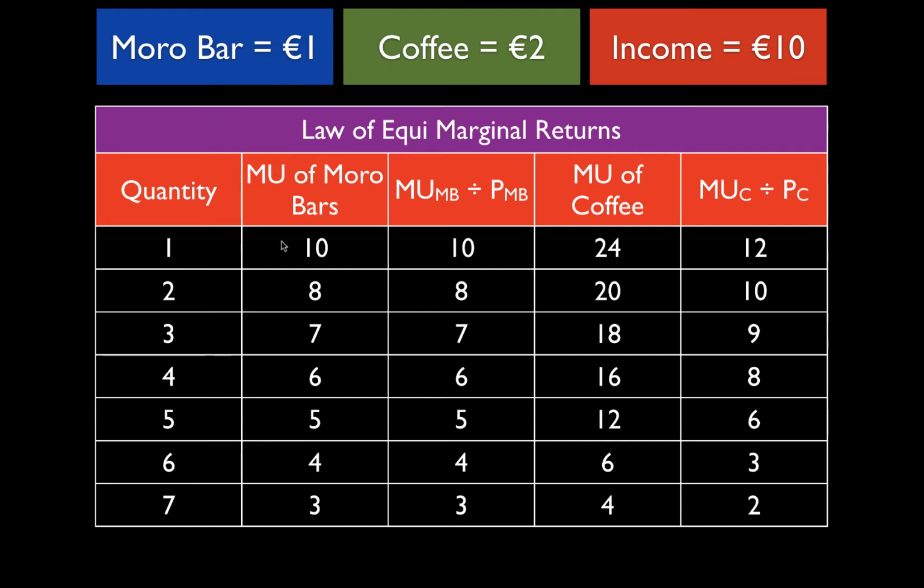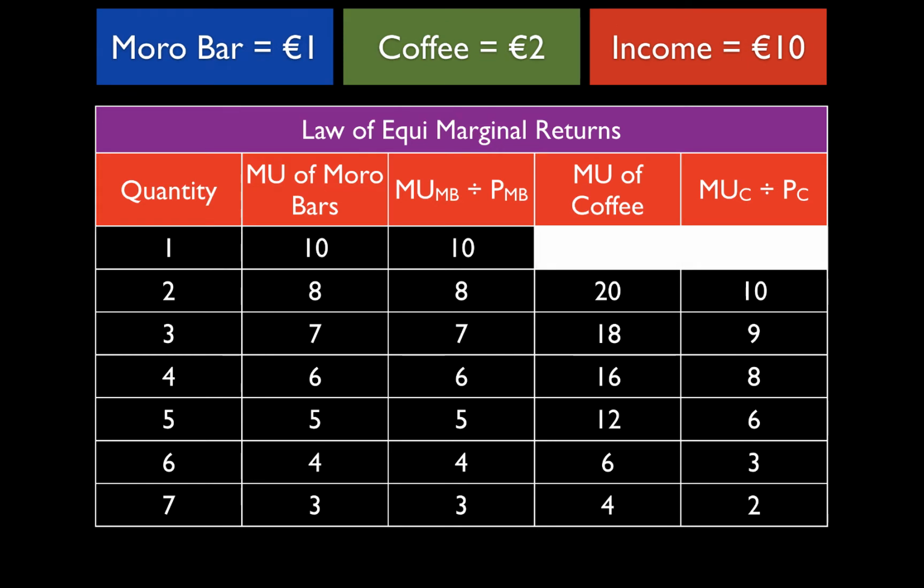Should he buy the first Maro bar, which will give him 10 utils per euro, or the first cup of coffee, which will give him 12 utils per euro? Well, obviously the coffee is better value because it's given more utils per euro, so he has that coffee. Now, the next question becomes, well, what should he buy with the rest of his money?